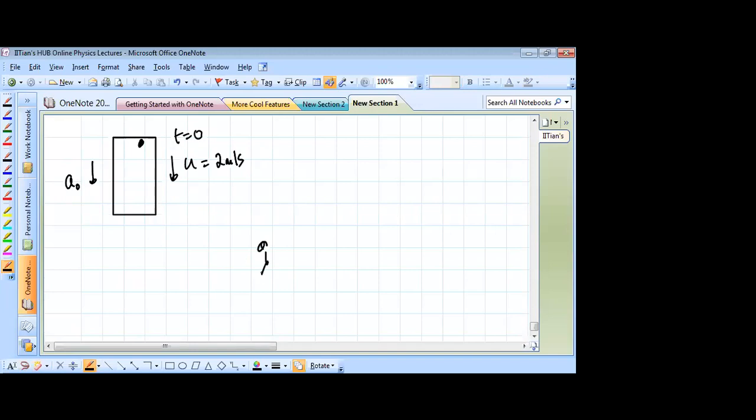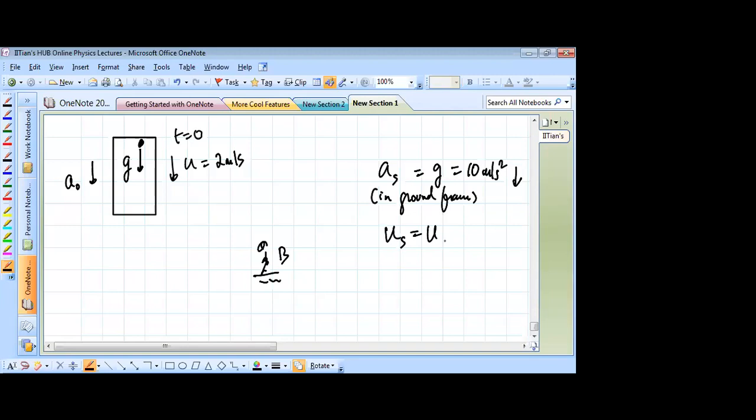So for this observer B who's on the ground, he sees the acceleration of the bolt as how much? G. So the acceleration of the screw in the ground frame is nothing but g or 10 meters per second squared downwards. Okay. And the initial velocity of the screw is the same as the initial velocity of the elevator, which is 2 meters per second downwards.